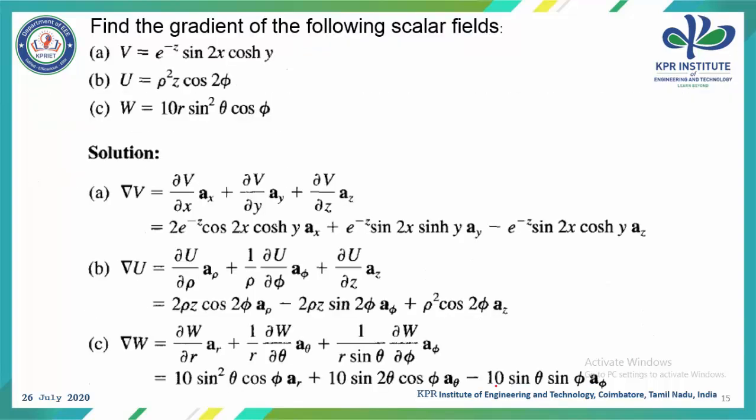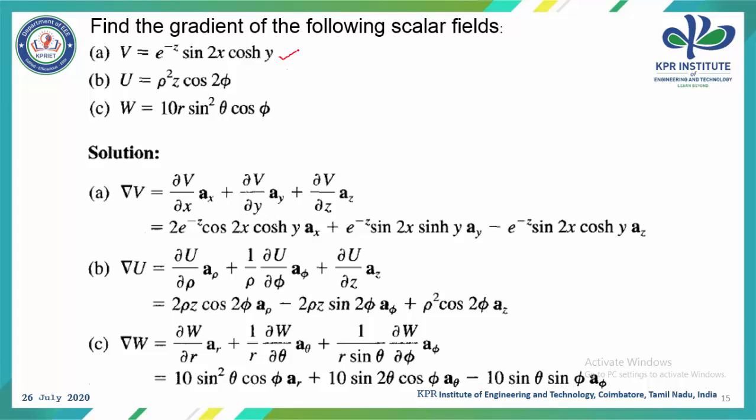Find the gradient of the following scalar fields. First, V equals e to the power minus z sin 2x cosh y. Second, U equals ρ squared z cos 2φ. Third, W equals 10 r sin squared θ cos φ. Now look, these V, U, W are all scalar quantities. After applying the gradient, you are going to get a vector. Now just take the first problem.